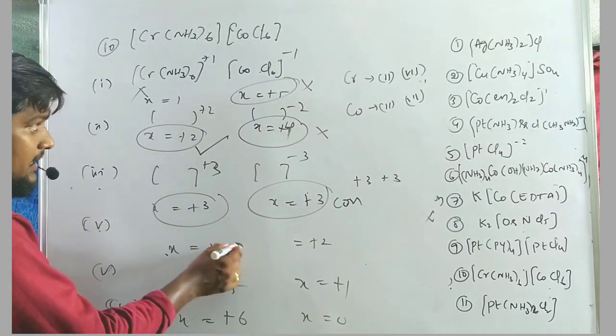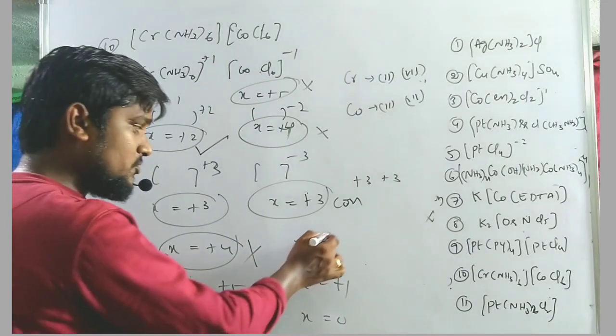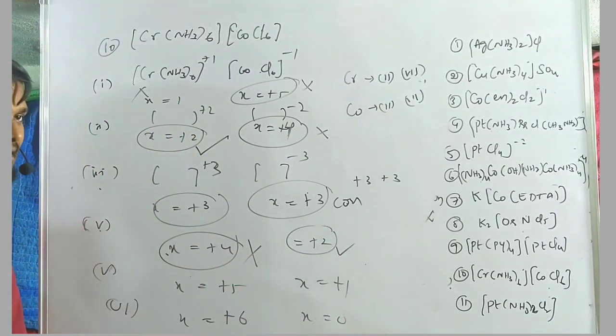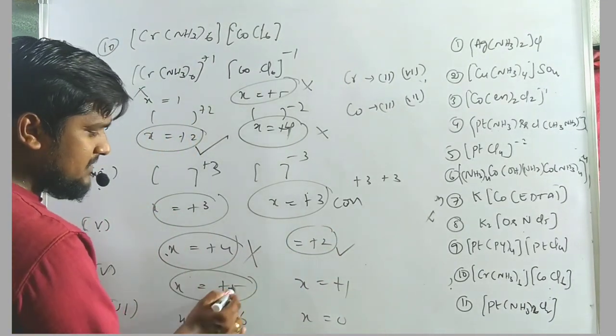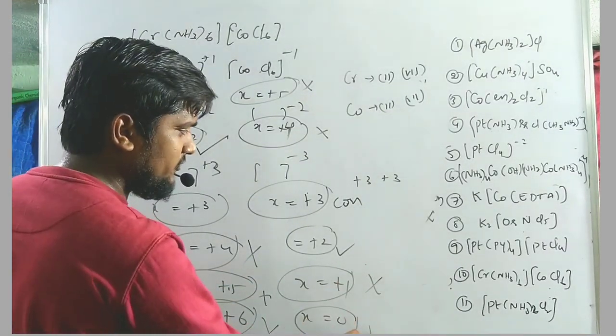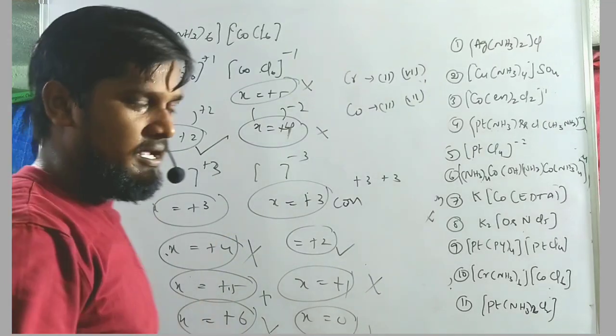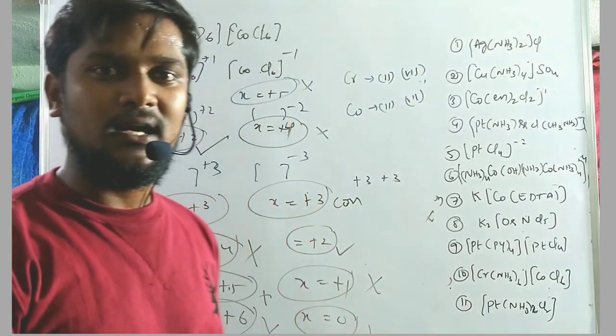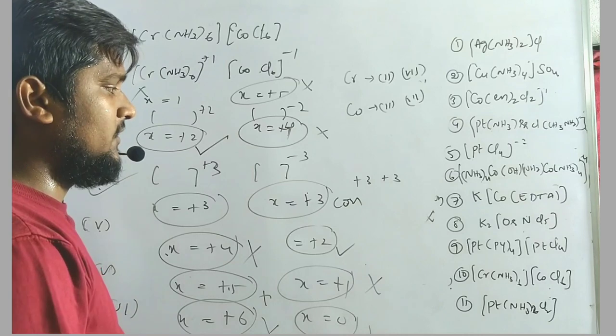Now the fourth one: chromium cannot exhibit plus 4, but cobalt can exhibit the plus 2 oxidation state. The plus 5 and plus 1 are both incorrect here. Plus 6 and 0 are also incorrect. Now our third assumption is correct. Both are carried by the plus 3 and plus 3 oxidation states.